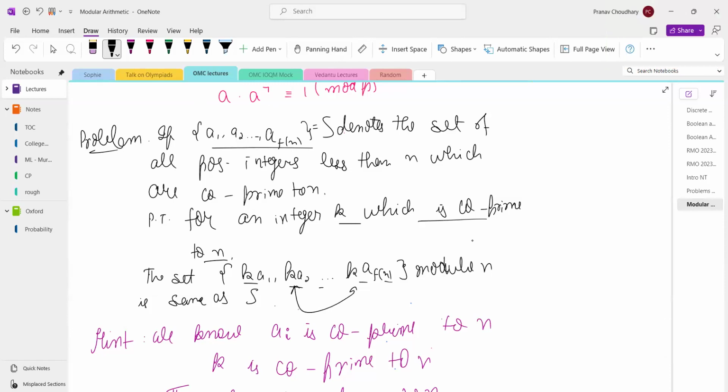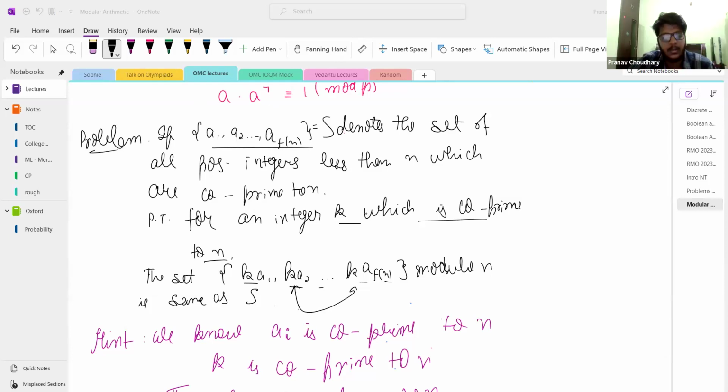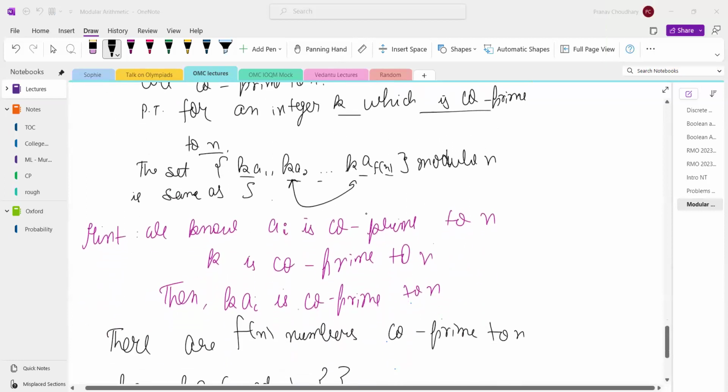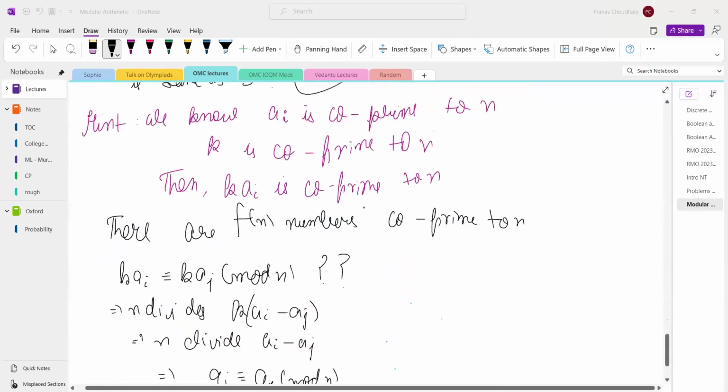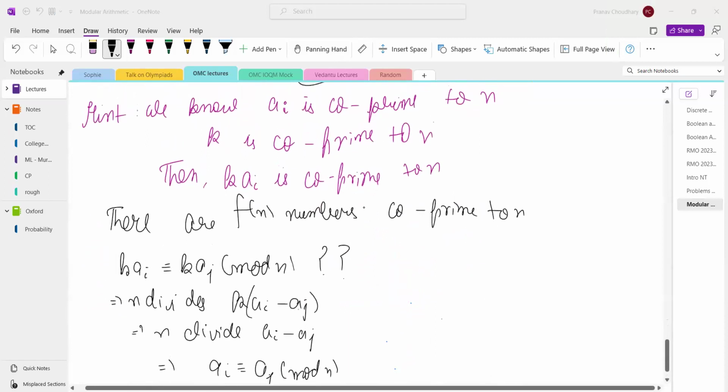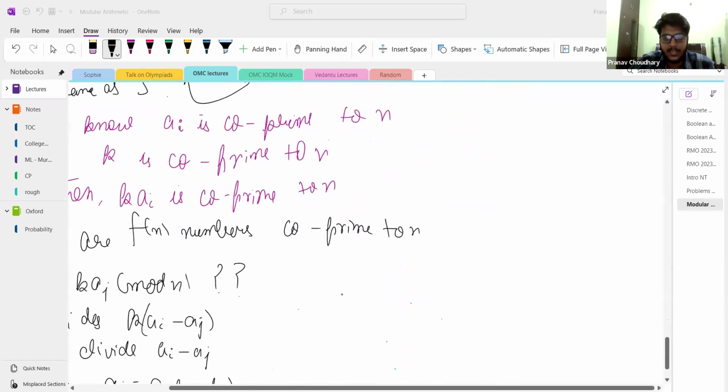I have a very silly doubt. Let's say we consider K A1. Won't K A1 be congruent to 1 into A1 mod n? No, okay. I'll give you an example.